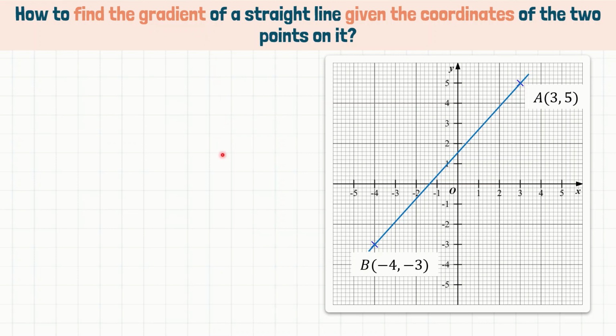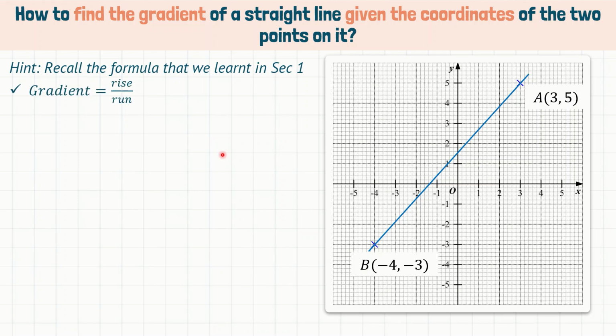We are going to make use of the information that we have already learned back when we were in Sec 1. What is the gradient formula? I hope you're able to recall that the gradient, which is the measure of steepness, is equal to rise over run. So where exactly is the rise and where is the run? The rise refers to the vertical rise over here, and then the run will refer to this length over here horizontally.